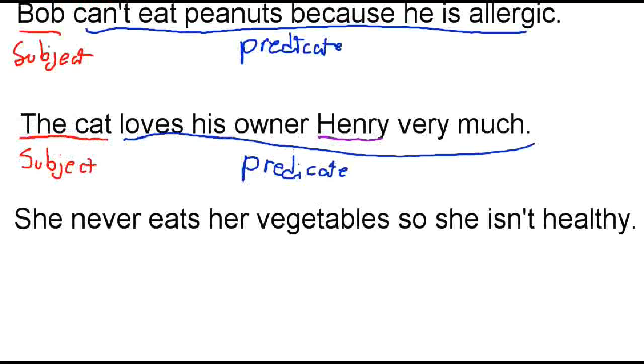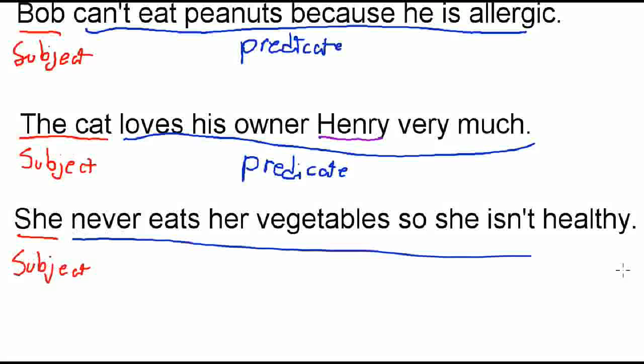All right, in this one, she never eats her vegetables, so she isn't healthy. Well, you might remember she is a subject, correct? A personal pronoun, a subject. Never eats her vegetables, so she isn't healthy. Well, that's all talking about she. So this whole sentence here, to healthy, is the predicate. Okay, that is the predicate here.